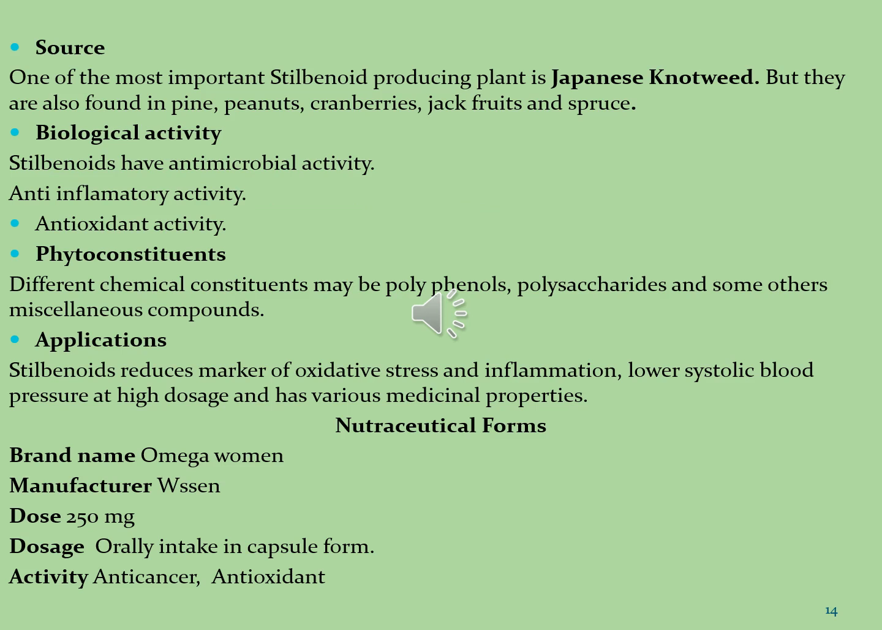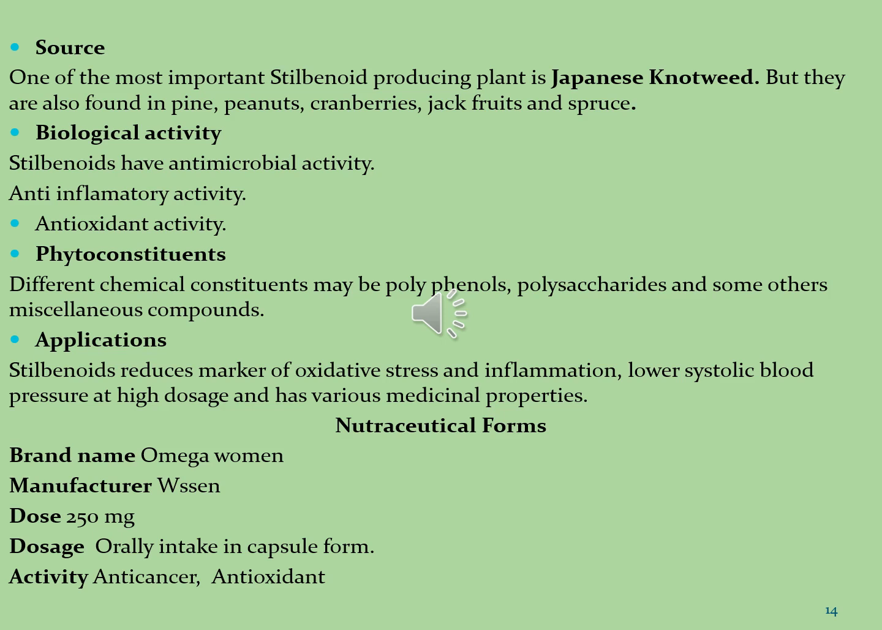One of the most important stilbenoid producing plants is Japanese knotweed, but stilbenoids are also found in pine, peanuts, cranberries, jackfruits and spruce. Stilbenoids also have some biological activities. They have antimicrobial activity, anti-inflammatory activity and antioxidant activity.